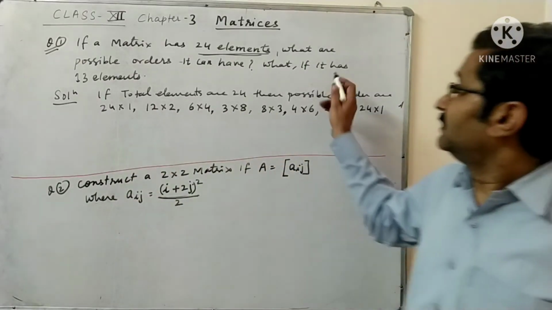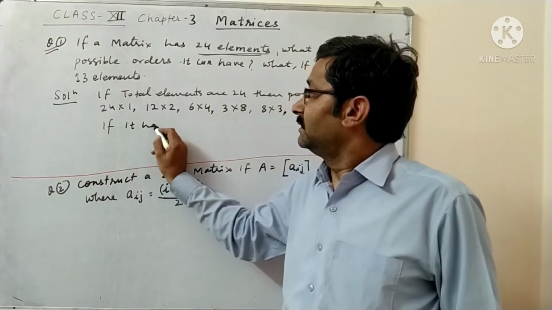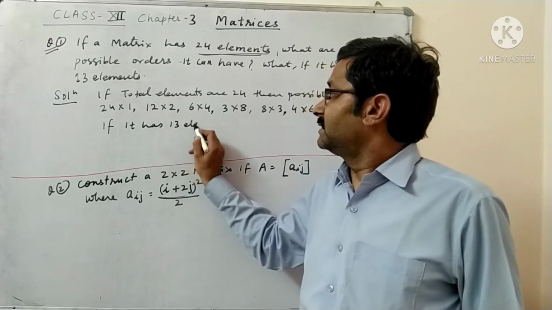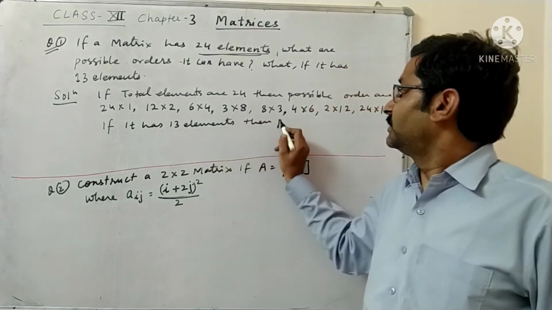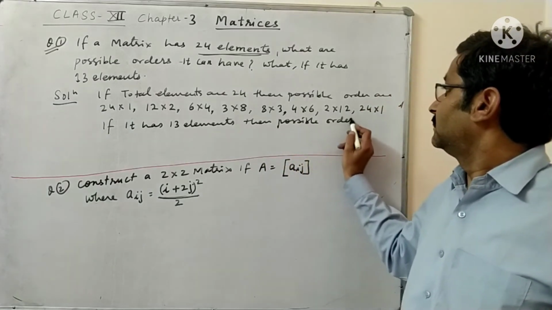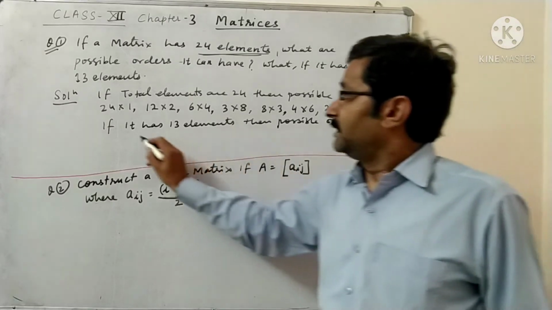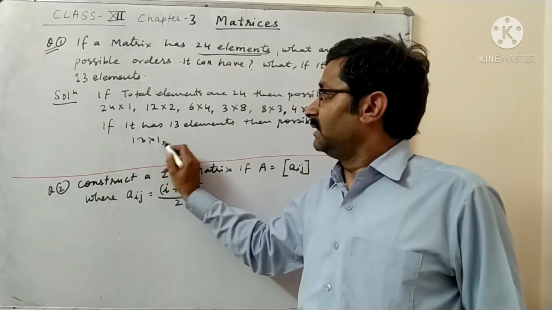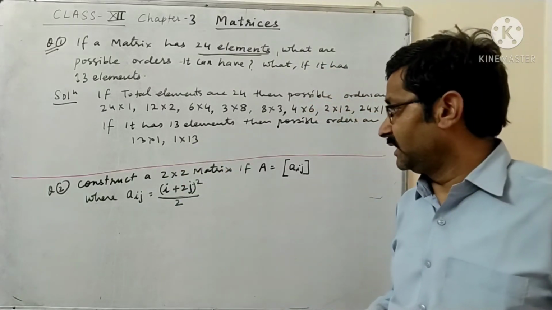Next is if it has 13 elements, then possible orders are 13 into 1 and 1 into 13. Only two possible orders we can have.